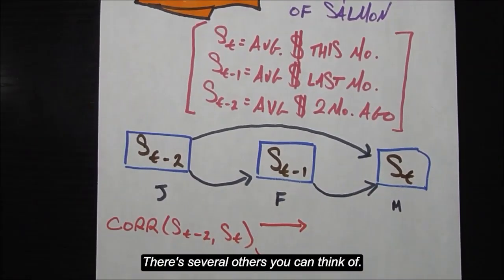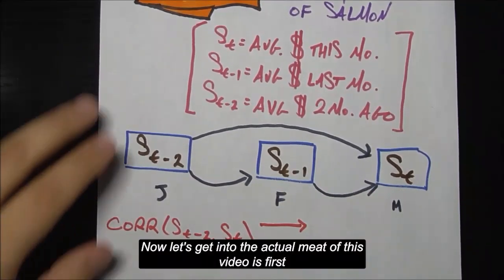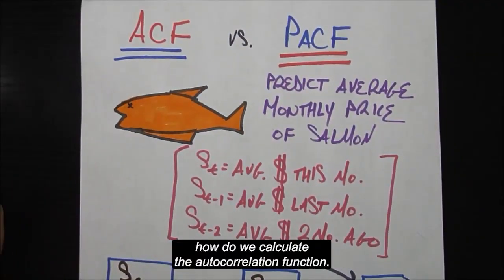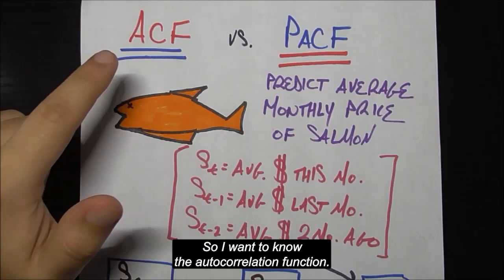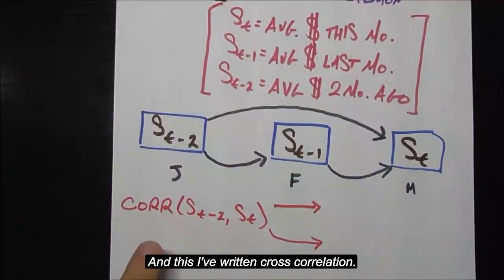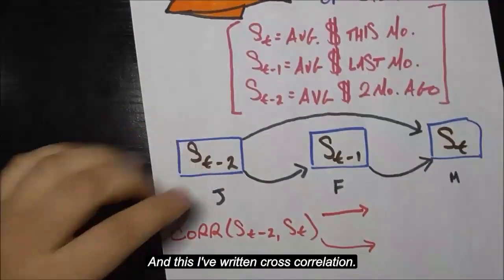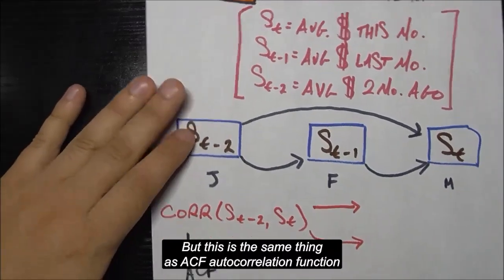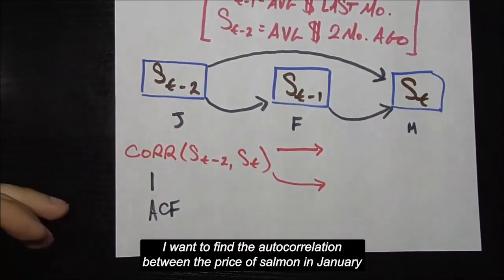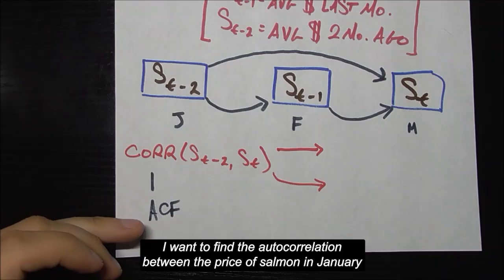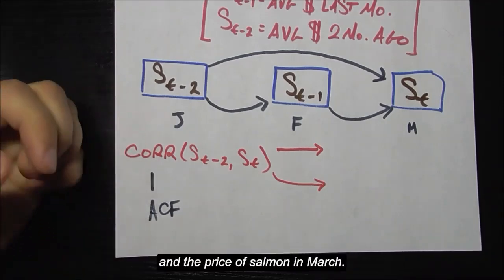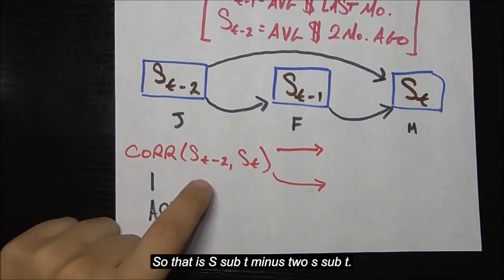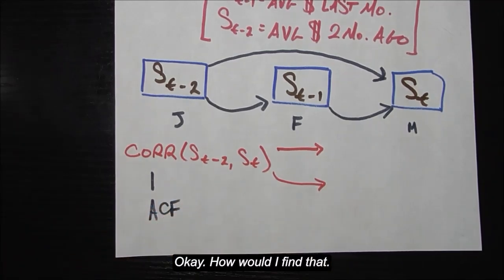There's several others you can think of. Now let's get into the actual meat of this video: first, how do we calculate the autocorrelation function? So I want to know the autocorrelation function, and I've written CORR as correlation, but this is the same thing as ACF, autocorrelation function. I want to find the autocorrelation between the price of salmon in January and the price of salmon in March. So that is S sub t minus 2, S sub t, okay?